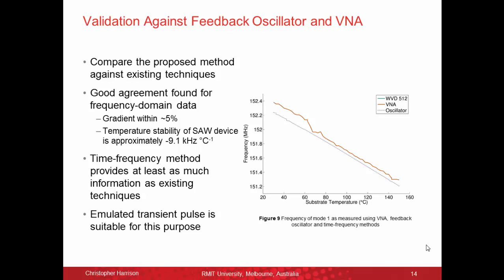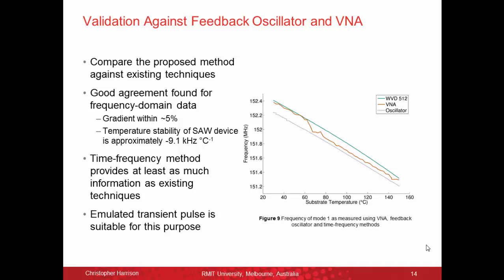So we used the same setup with both the oscillator and a VNA, and tracked the frequency of the first mode across the substrate temperature. And then we took the data that we obtained from time frequency and overlaid it too. And you can see we get pretty good agreement. The slope is within about 5%. And from that, we can extract the temperature stability of this particular SAW device.